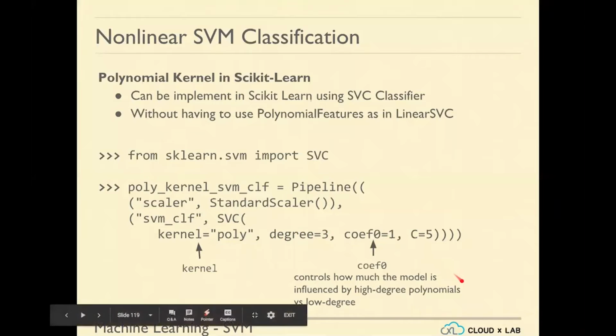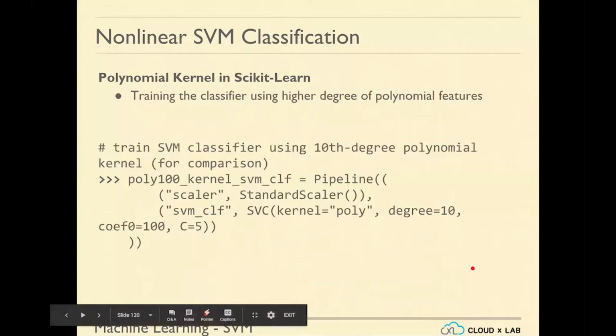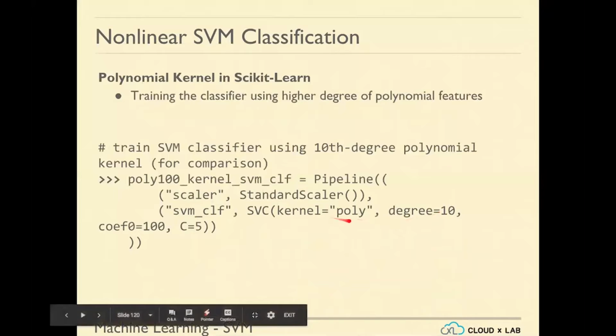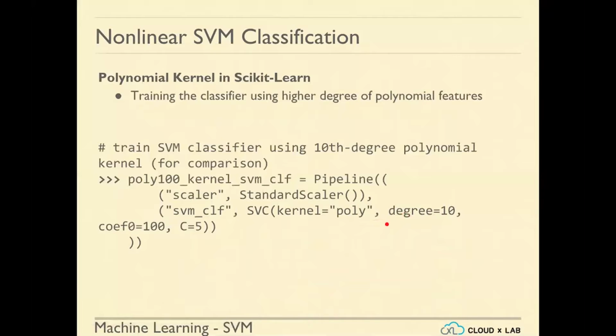SVM has this inbuilt, so it trains an SVM classifier using a 10th degree polynomial, and so on. So here we said kernel as poly and degree is 10. So basically, without having that much overburden of so many polynomial features, SVM was able to do it really fast.